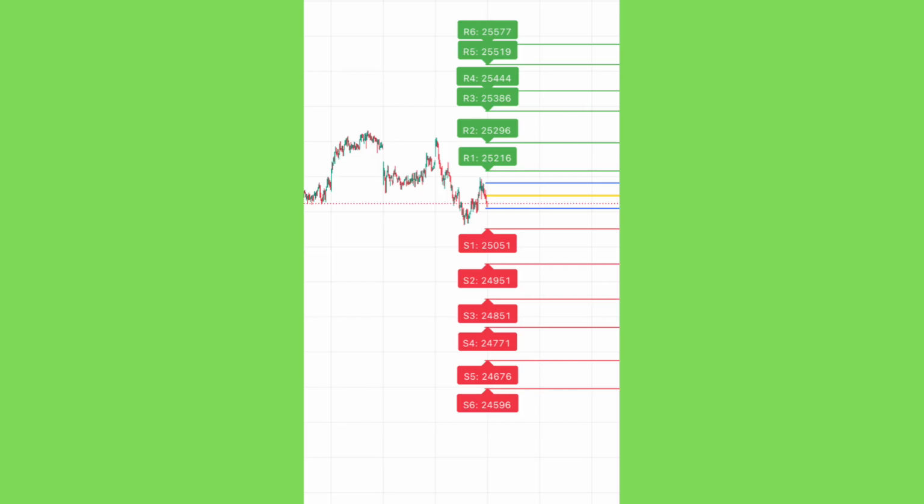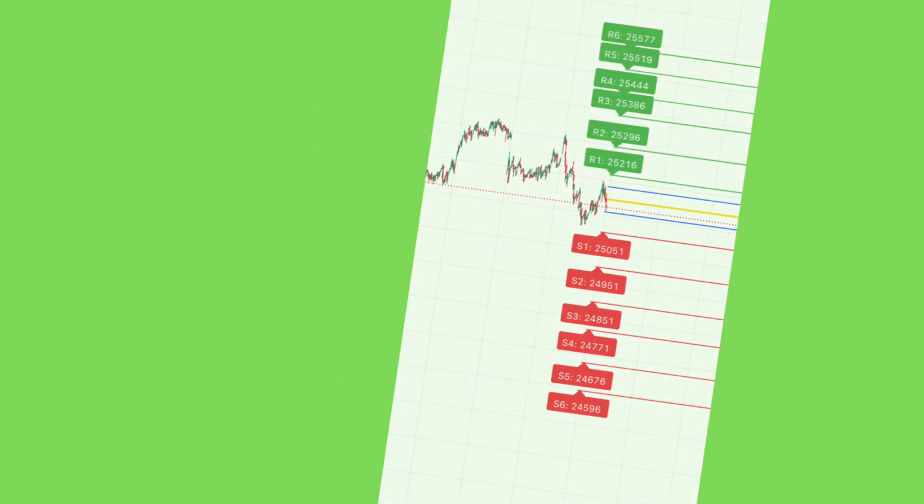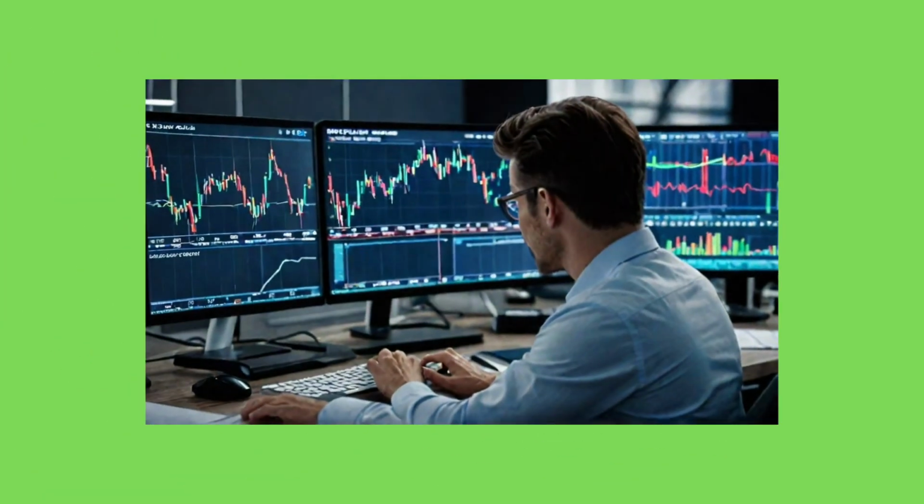Momentum traders can look for long opportunities on dips near 25,050 to 25,100, keeping a stop loss below S2, which is 24,951. If, however, Nifty fails to sustain above 25,150 and slips below 25,000, we could see short-term weakness, but that scenario looks less likely based on today's global data.